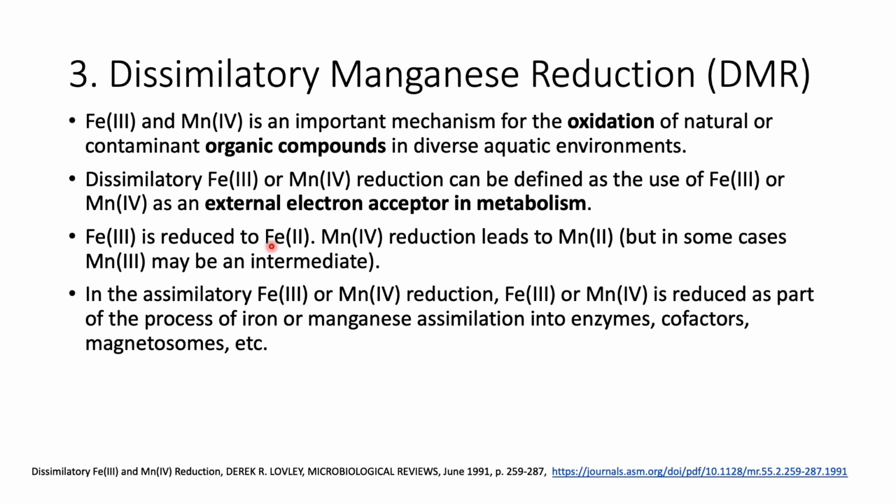So iron 3 is reduced to iron 2, manganese 4 is reduced to Mn2+, but in some cases Mn3+ may also be formed as an intermediate. And in the assimilatory Fe3+ or manganese 4 reduction, Fe3+ or manganese 4 is reduced as part of the process of iron or manganese assimilation, that means being consumed by enzymes, cofactors and magnetosomes.